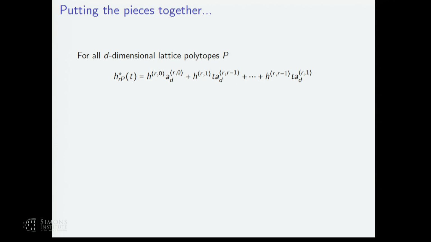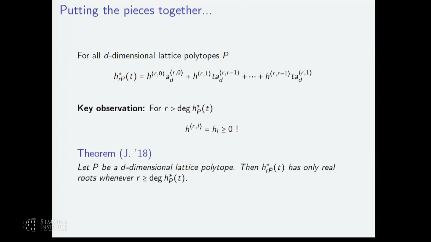Well, if r becomes bigger than the degree of h, which was the degree of the original polytope, then I pick at most one term, right? Because I pick every r-th term, so I can pick only one term. But this means that h_{r,i} will always be just a real number and not a polynomial. And since by Stanley the coefficients of the h-star polynomial of the original polytope were all non-negative, you get that h_{r,i} is a non-negative integer when r is bigger than the degree.